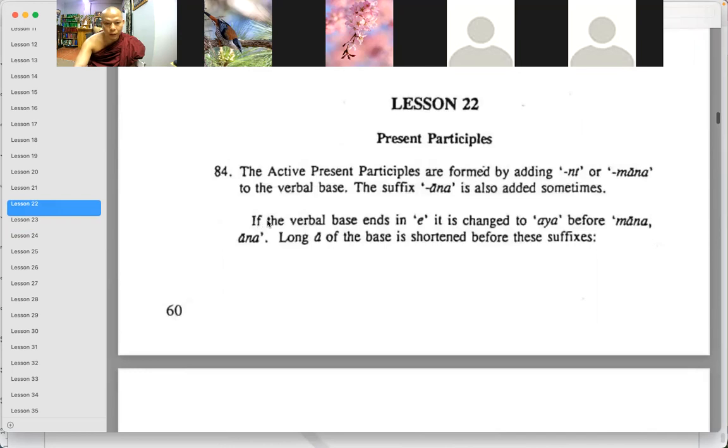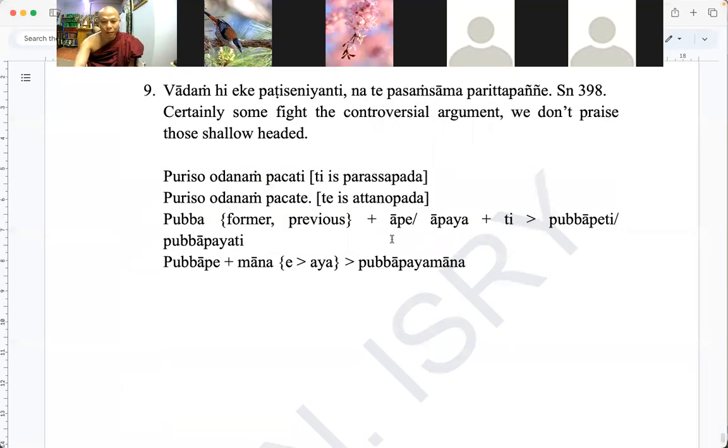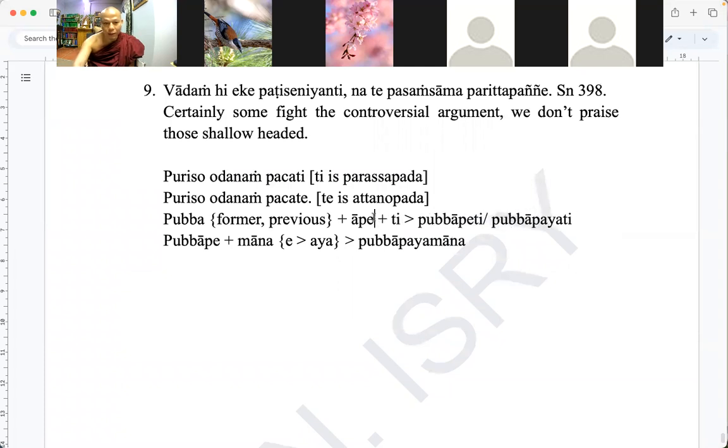So here you see, if the vowel base ends in A, it changes to aya before the mana. Yes, Bante, I see. That is why here, actually, boba B. So simply we can understand: boba B D, but boba B. So when joining with the mana suffix, it is replaced by the aya. That is boba B mana in this way.